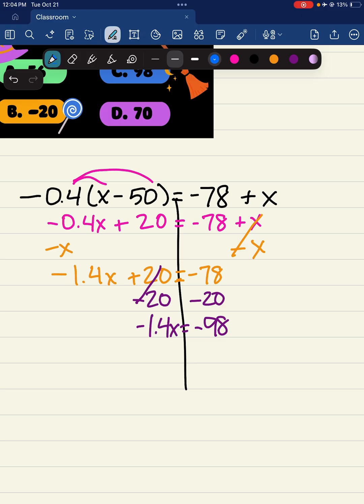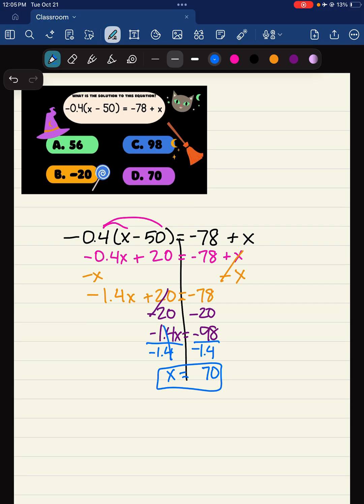And then our very final step, how do we get x by itself? We divide. So we're going to do negative 98 divided by negative 1.4. So we're going to divide by negative 1.4 on both sides. That would cancel. So x would equal 70. So the correct answer here would be D.